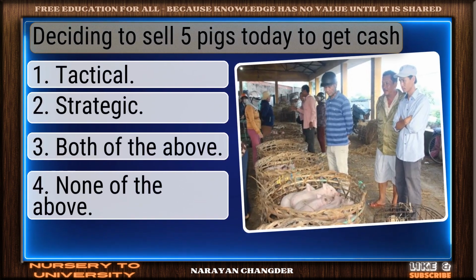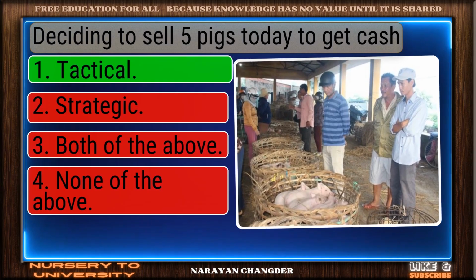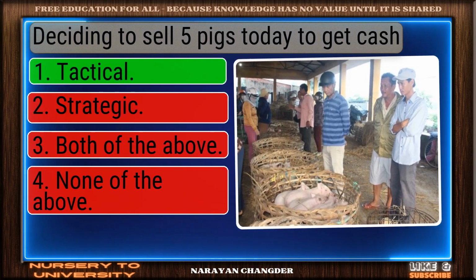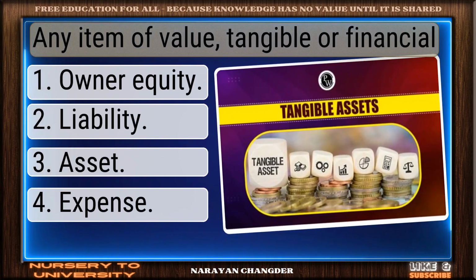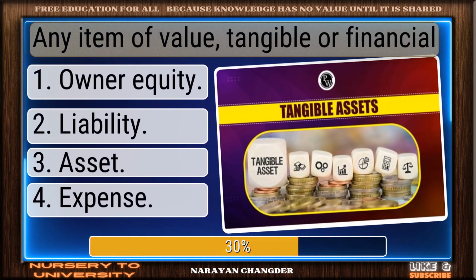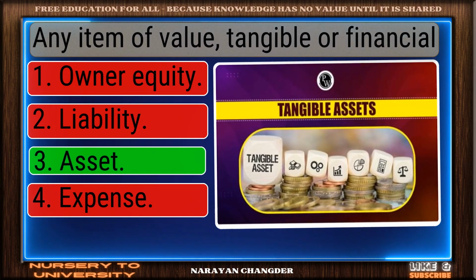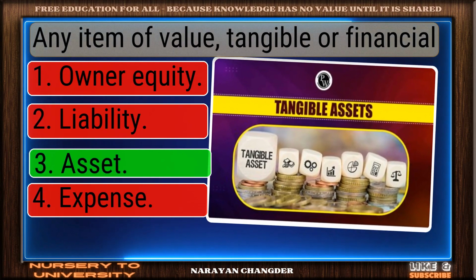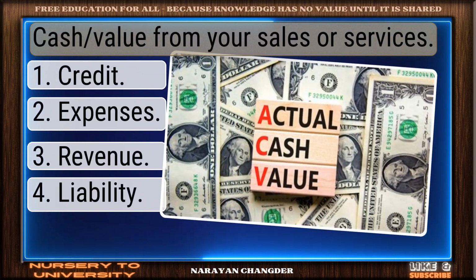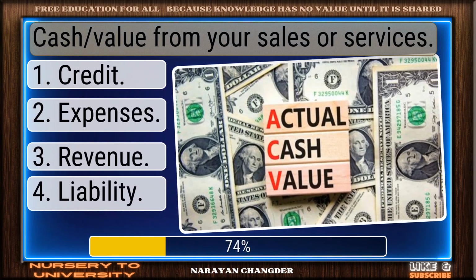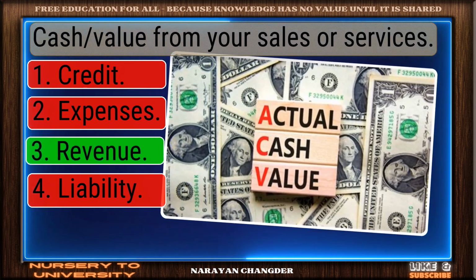Deciding to sell 5 pigs today to get cash. Smart pick. Tactical is the correct choice. Any item of value, tangible or financial. Sharp thinking. Asset is the right choice. Cash value from your sales or services. Smart move. Revenue is an accurate answer.